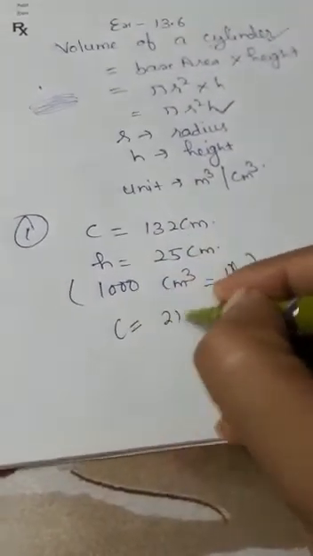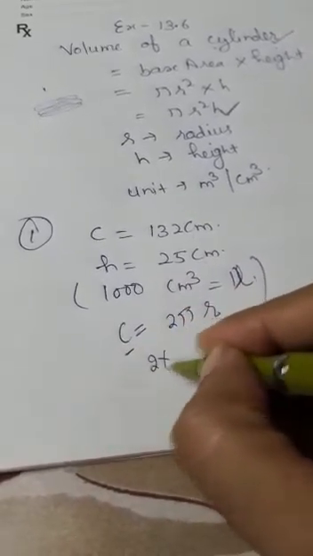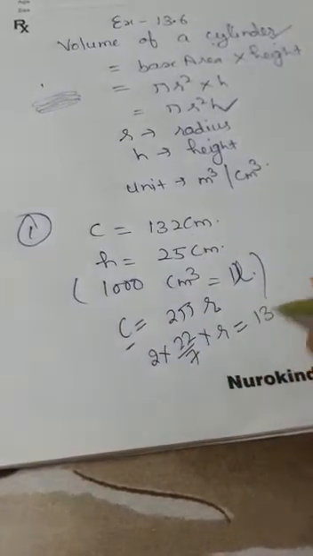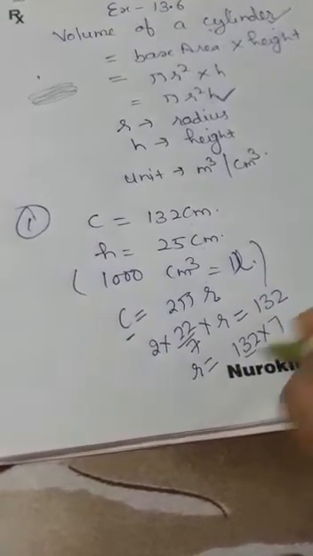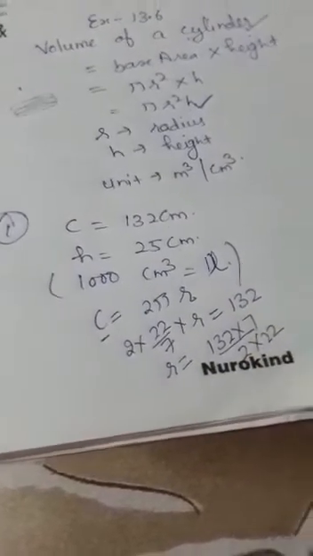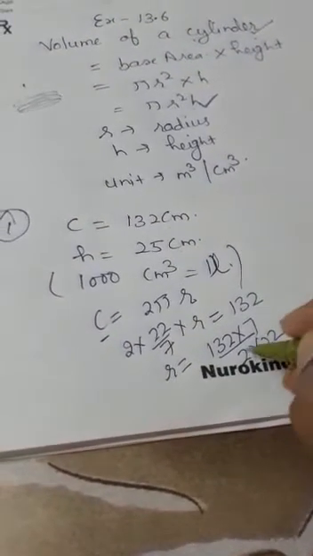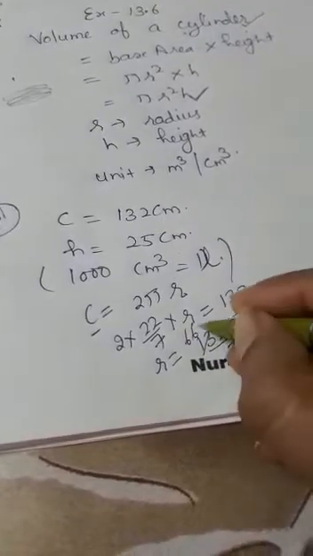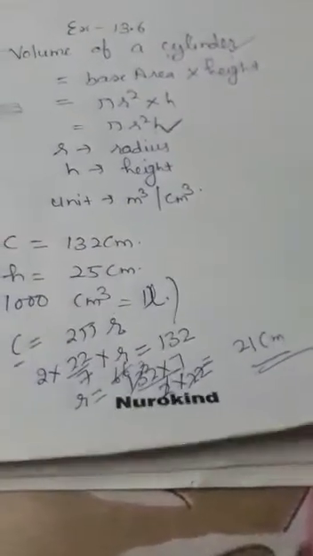Circumference of a circle is 2 pi r. Circumference is given, so we can write 2 into 22 upon 7 into r is equal to 132. Then r will be 132 into 7 divided by 2 into 22. Now solve it. 2 cancels with 132 to give 66, 22 cancels with 66 to give 3. So 7 into 3 is 21 centimeter. This is r. Now we have to find volume.